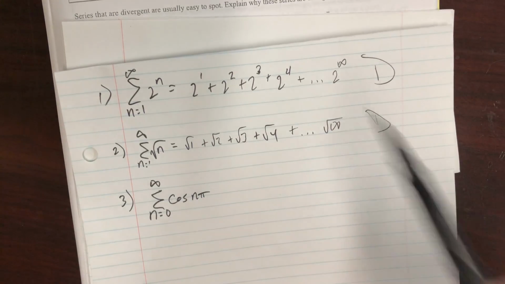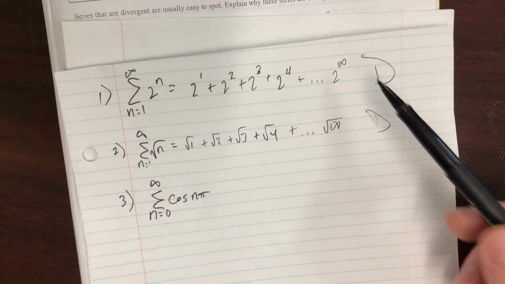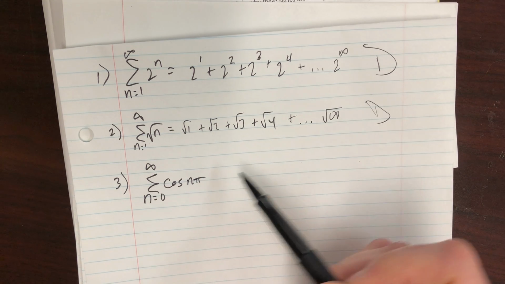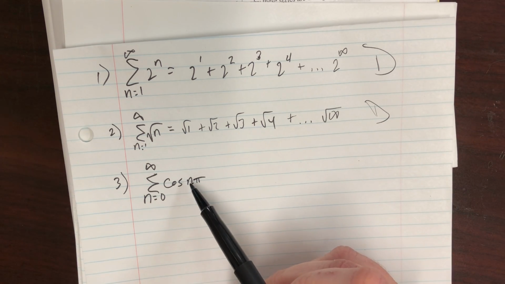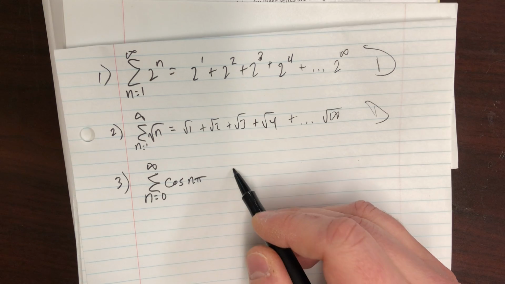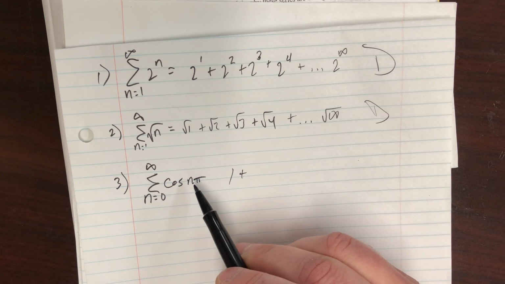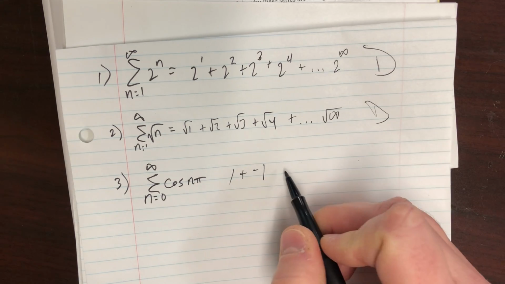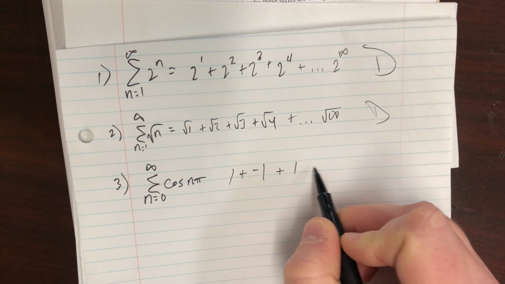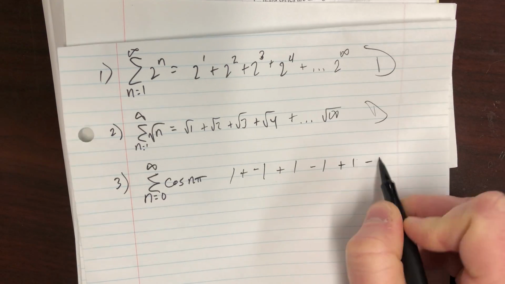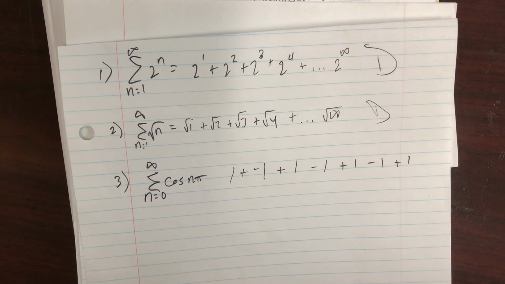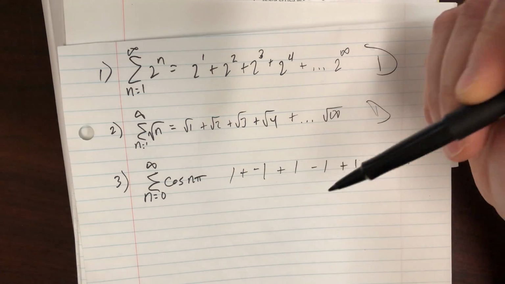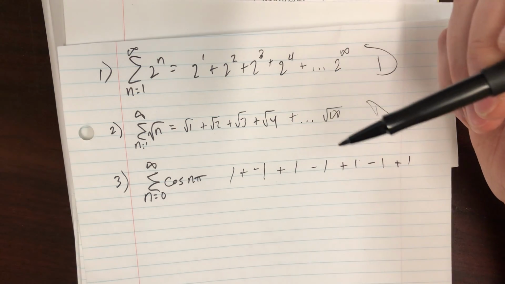That's what this is. Because it's like, oh yeah, so if the terms are going off to infinity, of course it's divergent. It's not going off to infinity though. This time, if I plug in 0, I get cosine of 0, which is 1. If I plug in 1, I get cosine of pi, which is -1. Then plus 1, -1, plus 1, -1, plus 1. So this is not going off to infinity. Plus 1, -1, plus 1, -1, plus 1, -1.